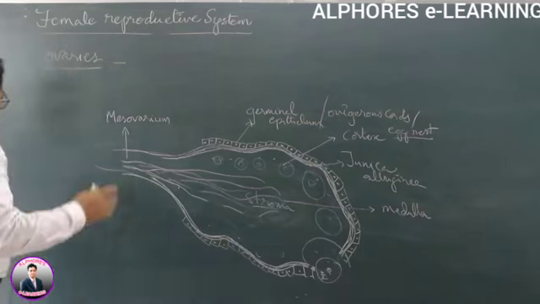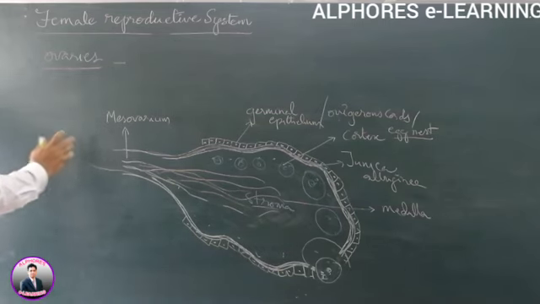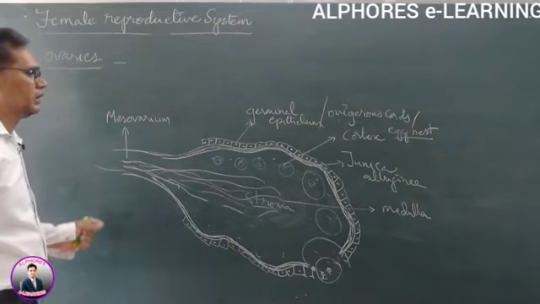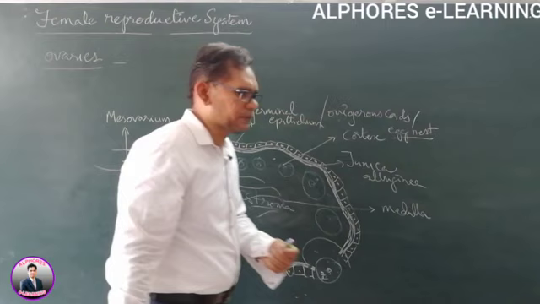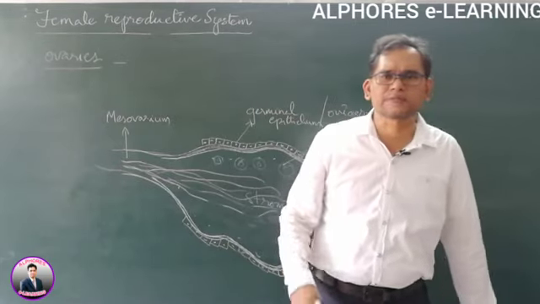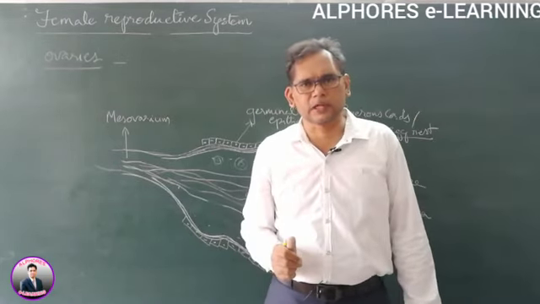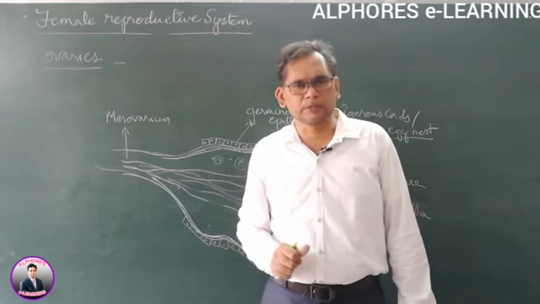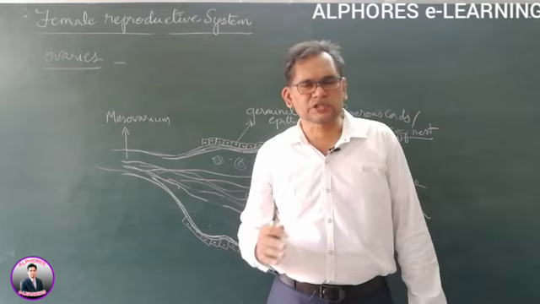Okay. Now this is about the ovary. Now the ovary, once again I repeat, a pair of ovaries present on either side of the abdominal cavity in the lower abdominal. Now the shape is almond shaped. Now it shows the following structure.